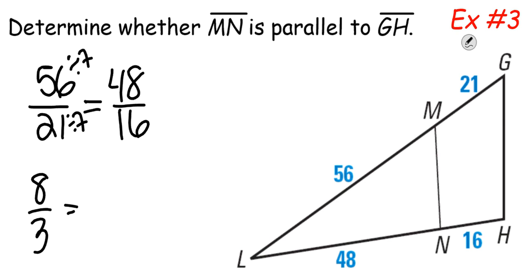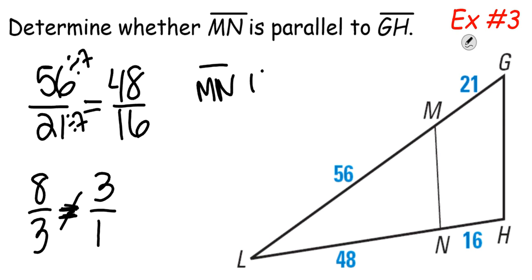And then 48 divided by 16 is just 3. So this reduces to 3 over 1. Well, 8/3 does not equal 3. So since they're not proportional, that means that MN is not parallel to GH.